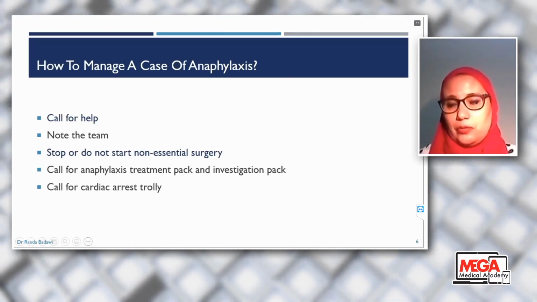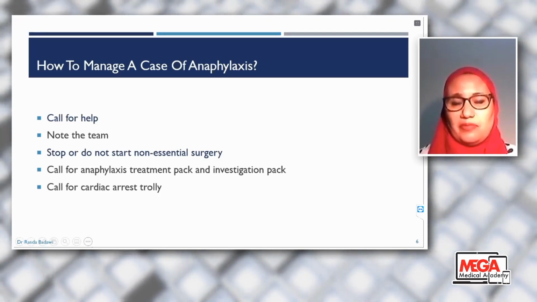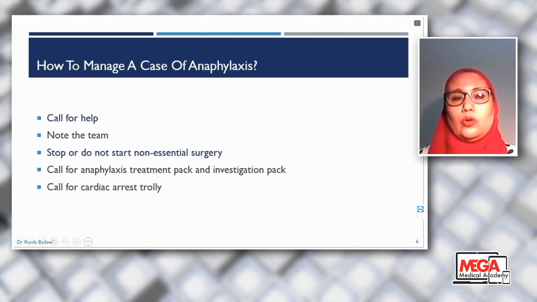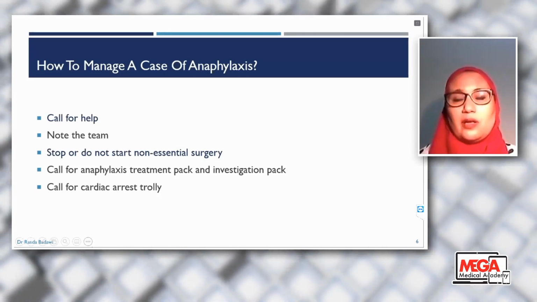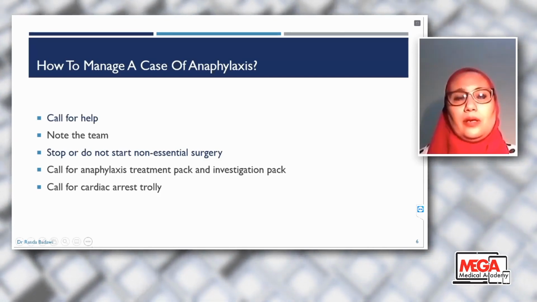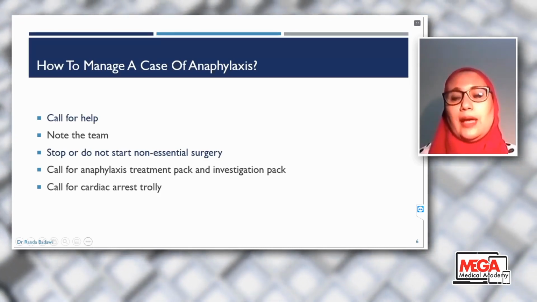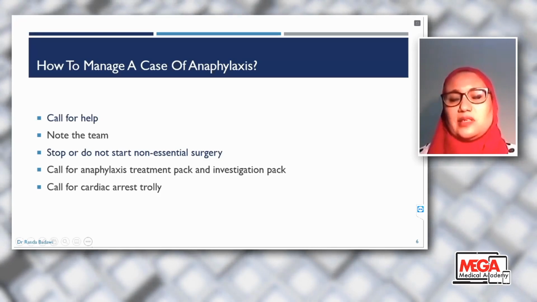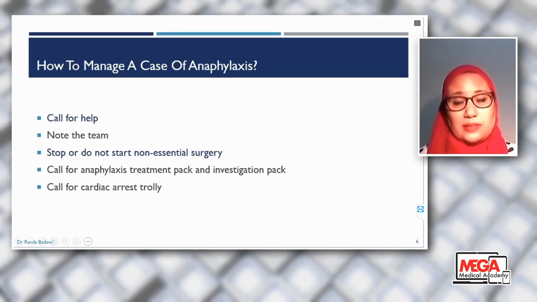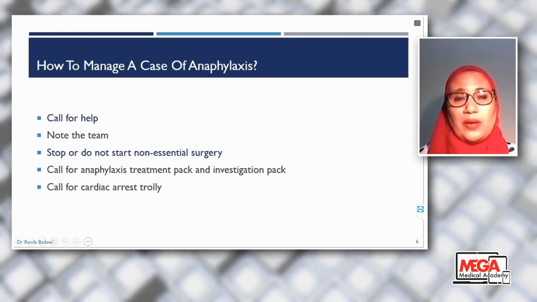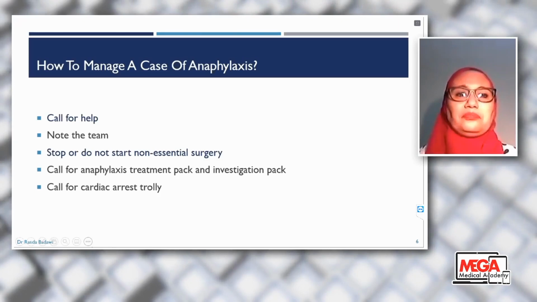If the surgery wasn't started, it's advisable to cancel it if it's possible. It's advisable not to start the surgery. Then start to resuscitate the patient and let the CPR trolley stand by, because cardiac arrest is quite common in this situation if not properly managed.